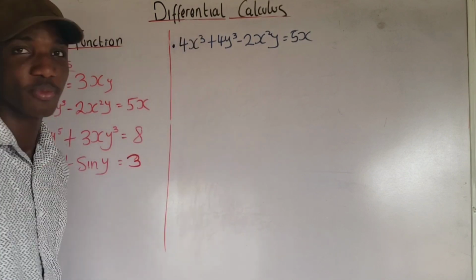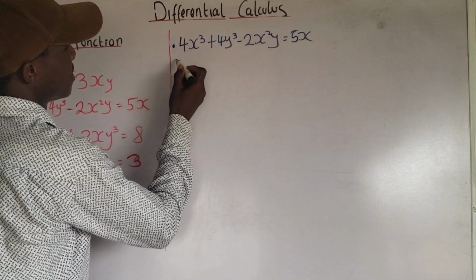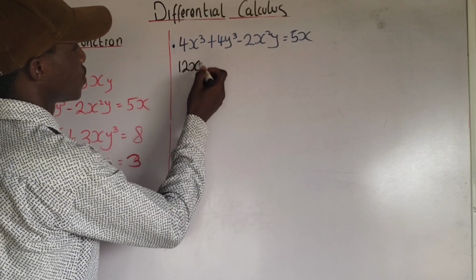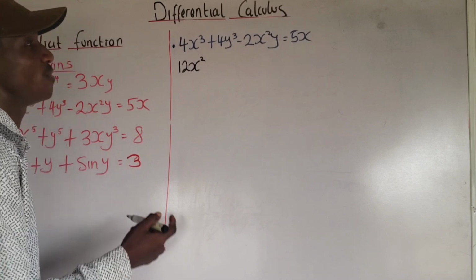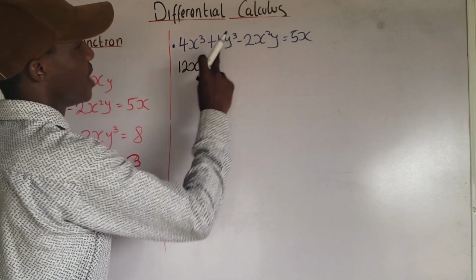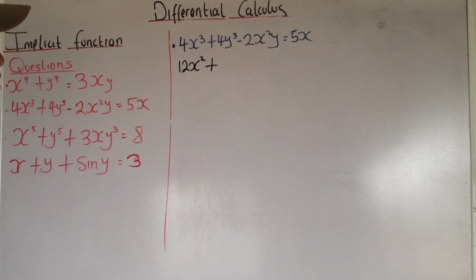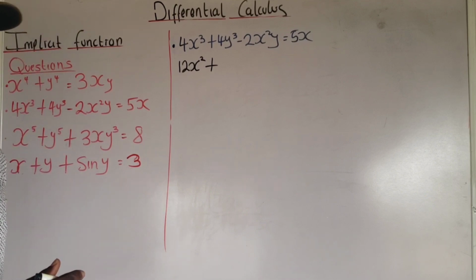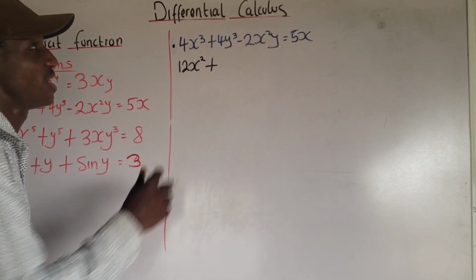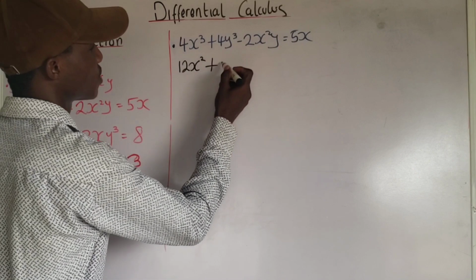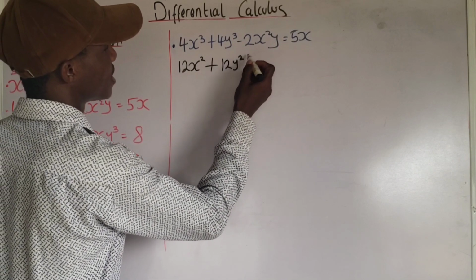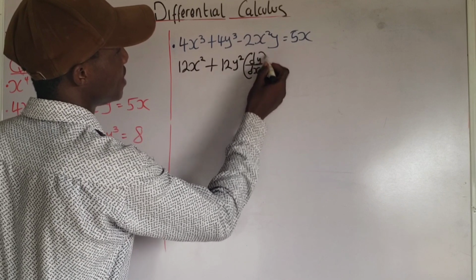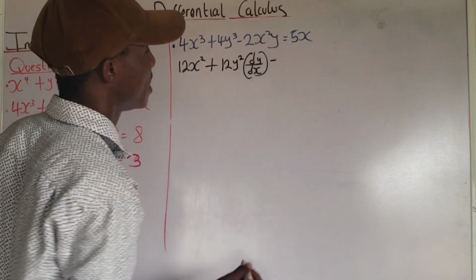Differentiate 4x³. We are going to have 12x², according to the polynomial rule of differential calculus. Now, we have 4y³. Don't forget, I told you, when you differentiate y, you multiply that derivative by dy/dx. Now, 4y³ will give us 12y², and because we are differentiating y with respect to x, we are going to have dy/dx. Minus, okay?